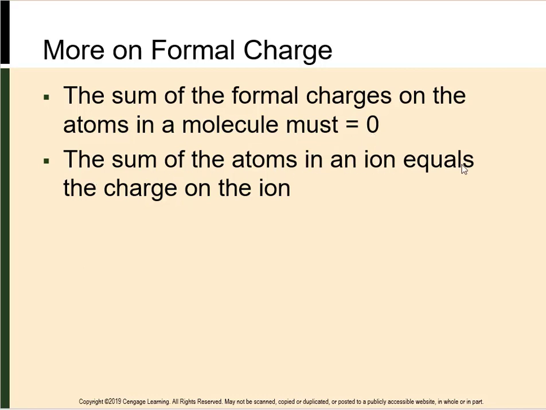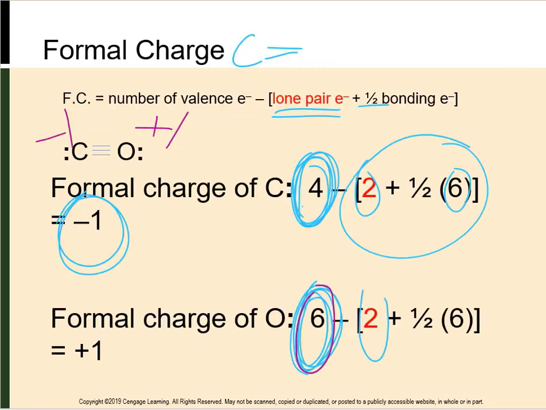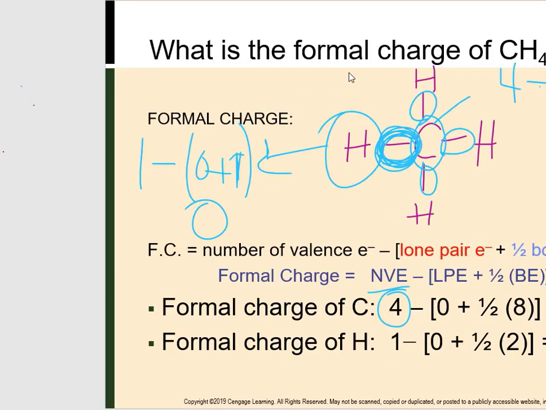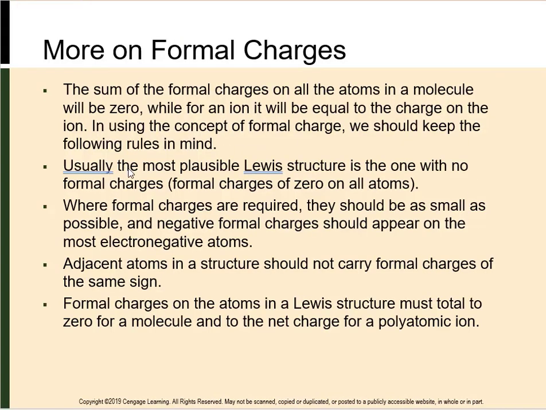The sum of the atoms in an ion equals whatever the charge of that ion is. So if we go back and look at this last example, negative 1 and a positive 1 equals 0. We look at the example before that, this was 0 overall, so that didn't matter. We just covered this first one.